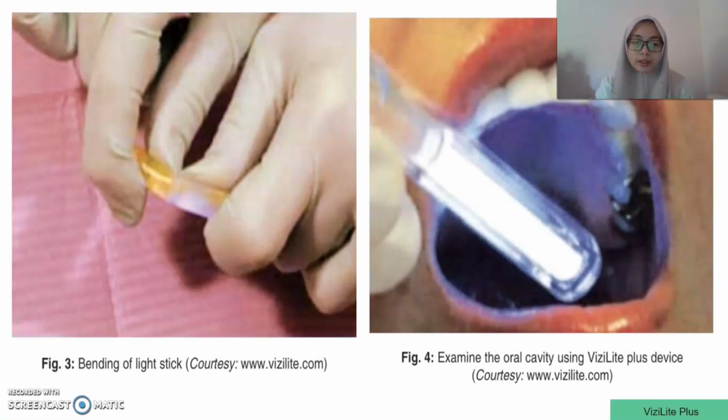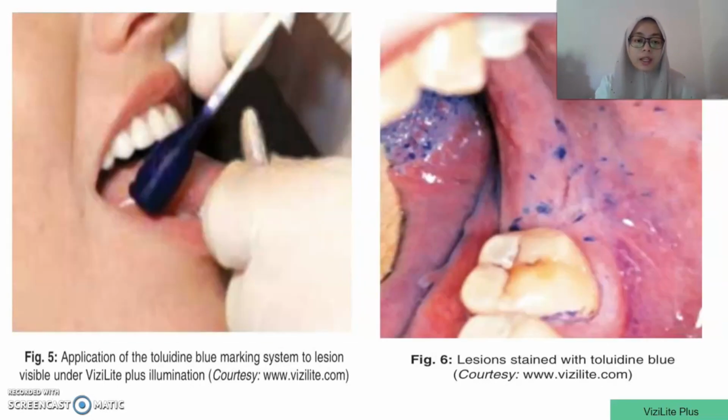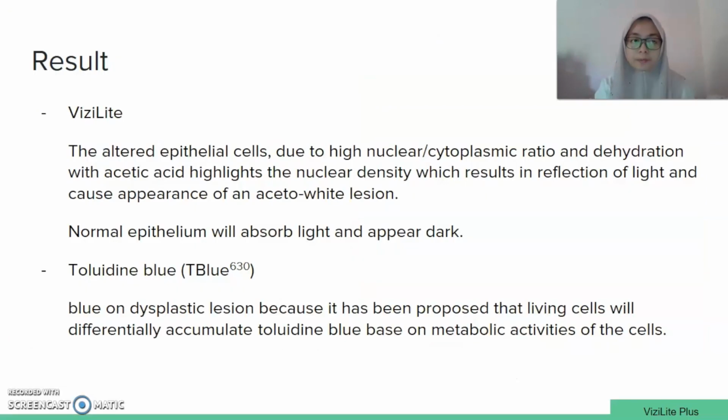These are the procedures. The first picture on the left shows bending of the light stick to activate it. The second picture on the right shows examining of the oral cavity using the VisiLight Plus device. The next picture shows application of the toluidine blue marking system to a lesion visible under the VisiLight Plus illumination. And the picture on the right shows a lesion which is stained with toluidine blue, which indicates there are dysplastic features on the lesion.